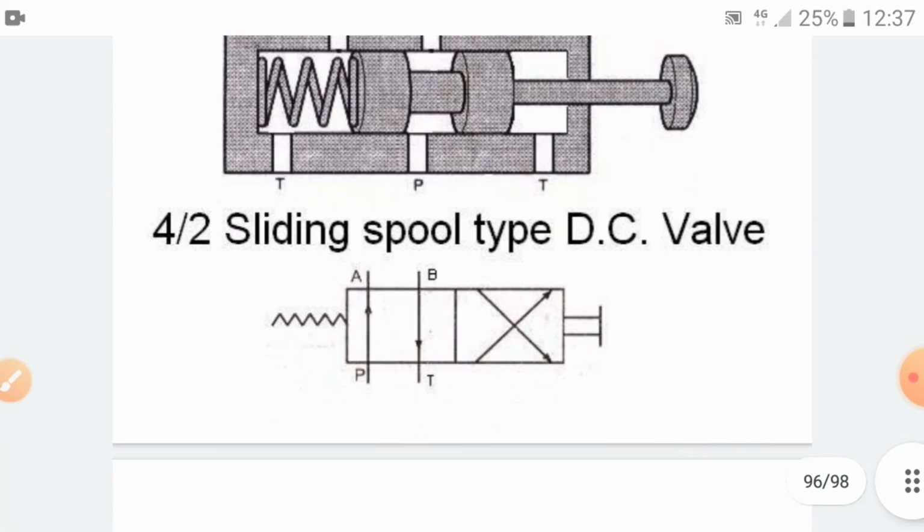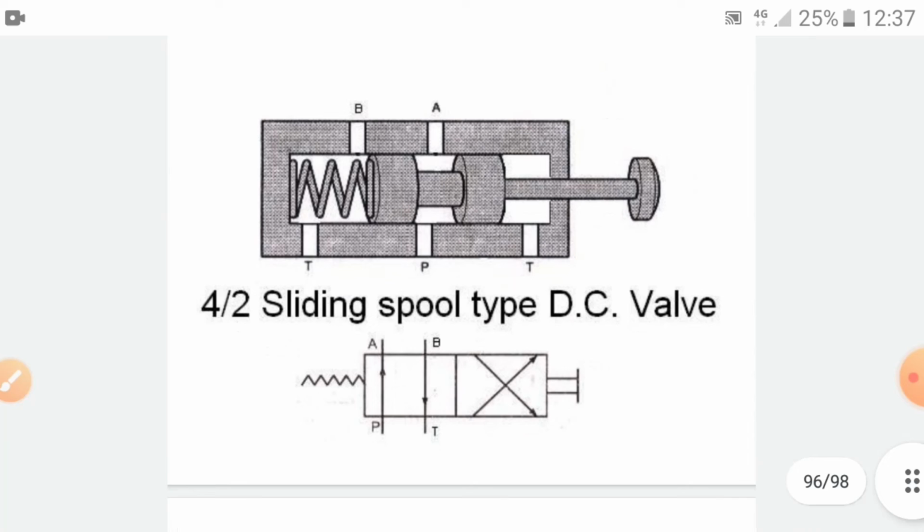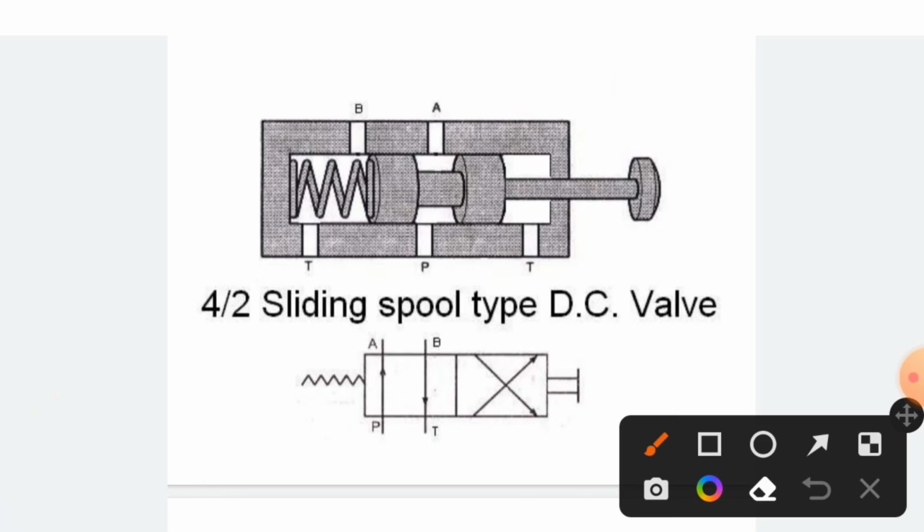So this is a construction. The figure shows the construction of a 4-way 2 position sliding spool type directional control valve and its symbol also. So this is the construction of the 4 by 2 sliding spool type directional control valve, and this is the symbol of a 4-way 2 position directional control valve.